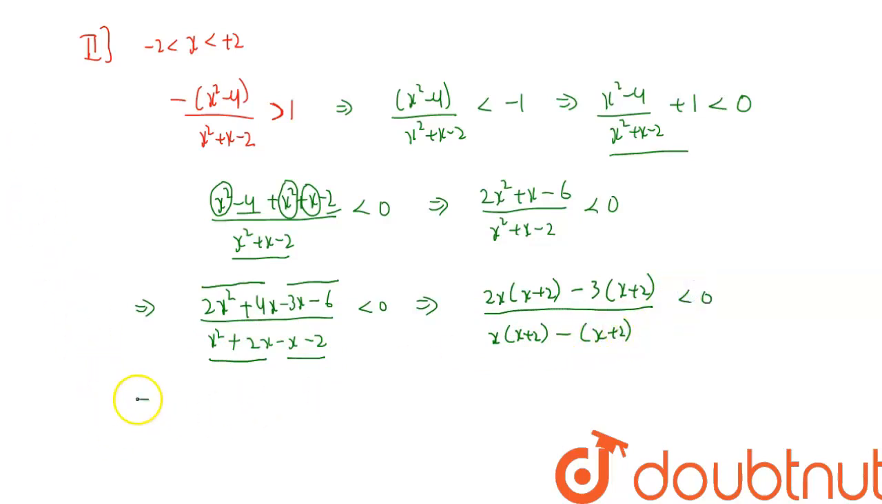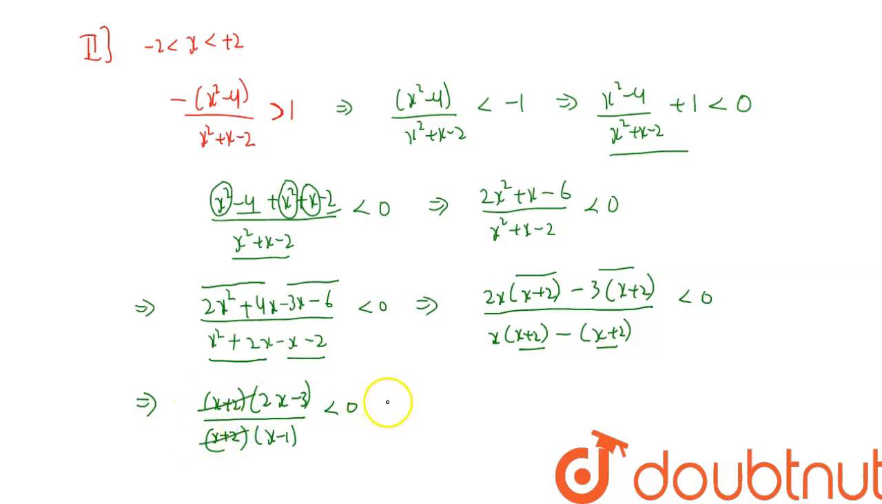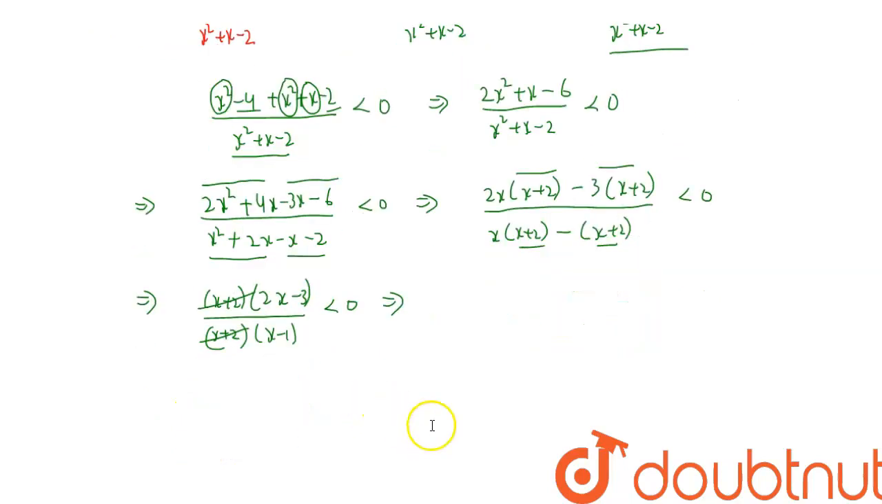Now on further solving this, if we take x plus 2 common, we get x plus 2 times of, inside parenthesis we are left with 2x minus 3, and this is whole divided by, if we take x plus 2 common, then we get x plus 2 outside, and this is all multiplied with x minus 1 as less than 0. So this x plus 2 and this x plus 2 goes off, and from this we finally get our result as 2x minus 3 whole divided by x minus 1 as less than 0. So we have got this result.